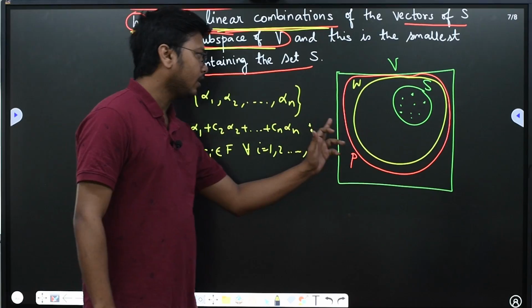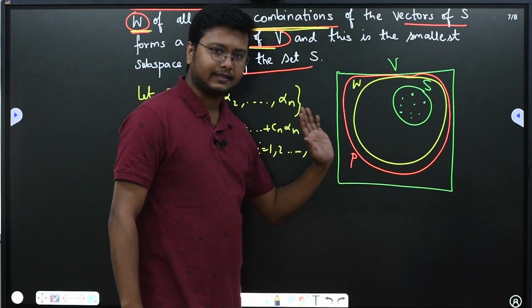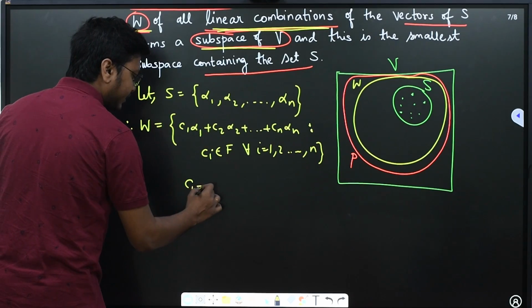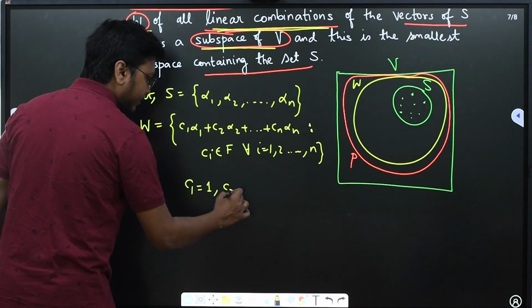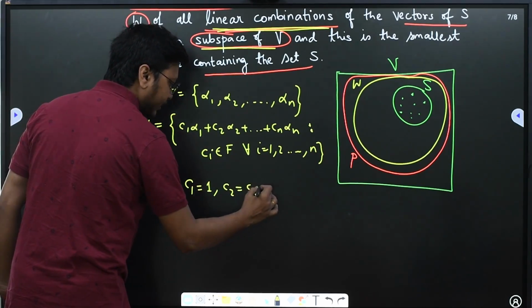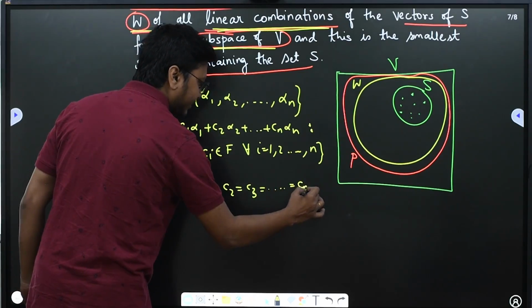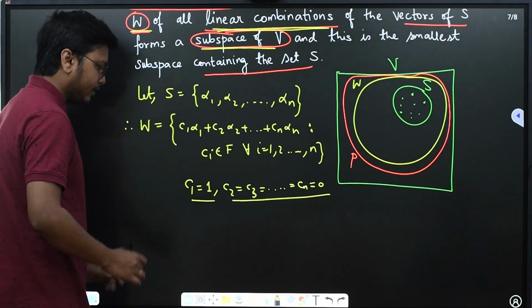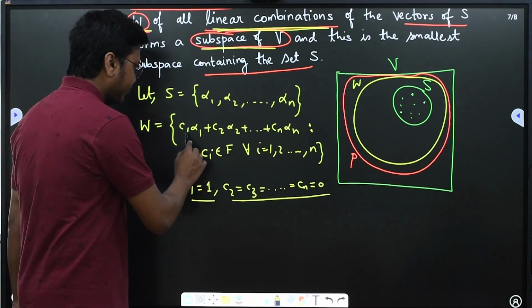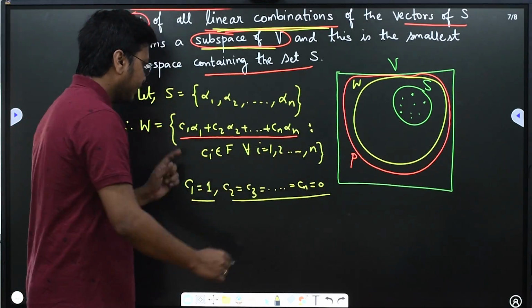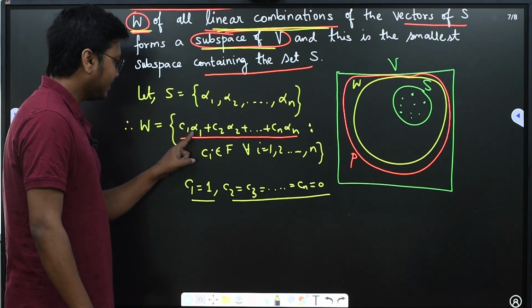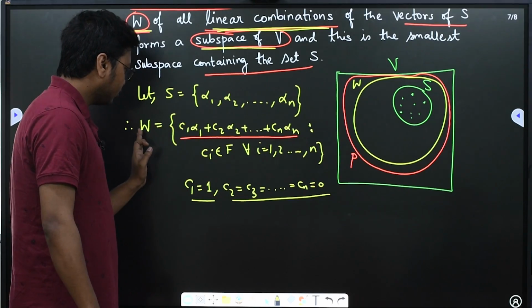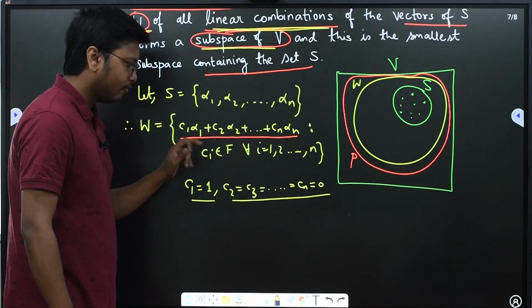Now I told you, why will W contain S? You can take, for example, the value of C1 to be 1 and all the other constants to be 0. If all the constants are 0 except the first one, if I take C1 as 1, then if you put those values over here, C1 being 1 means only alpha 1 will remain and the rest of the things will become 0. So W contains the element alpha 1.